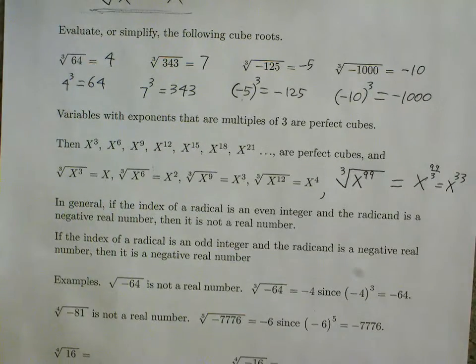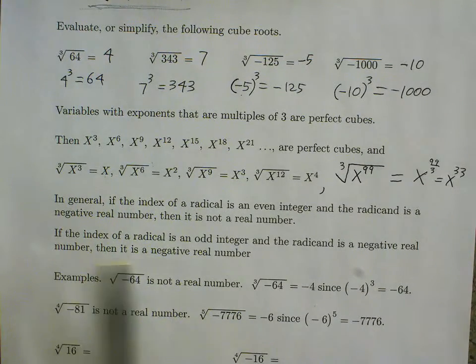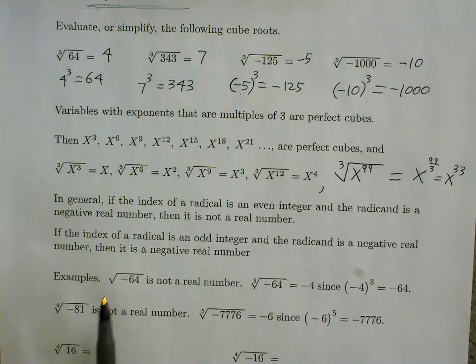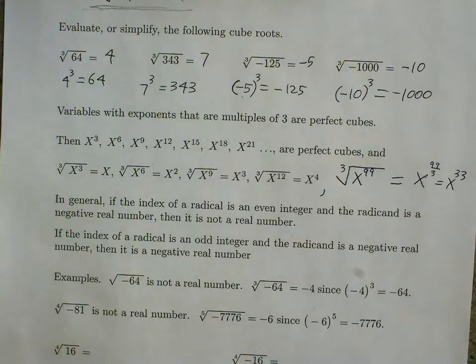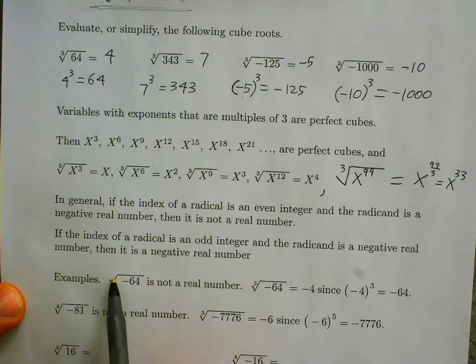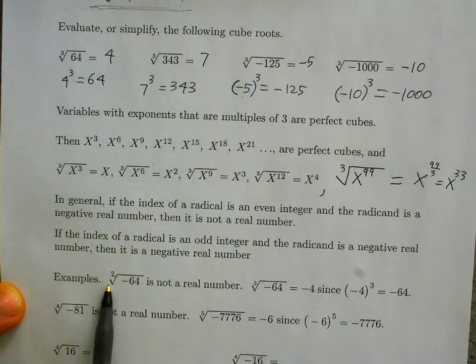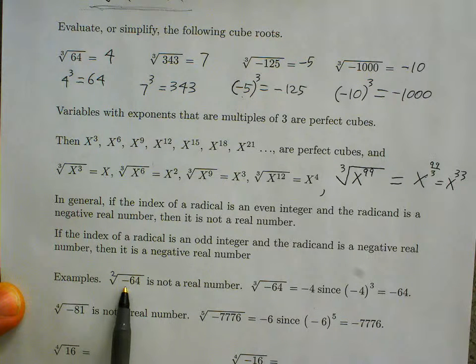Okay, a couple of examples based upon the statements above. The square root of negative 64 is not a real number because the index is an even integer, 2. It's okay if you include the index 2 or don't include it, because if you don't include it, it's understood to be a square root. But anyway, the square root of negative 64 is not a real number.